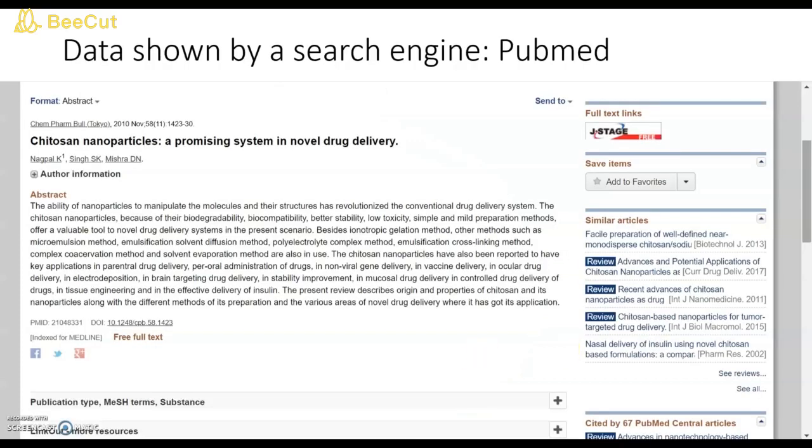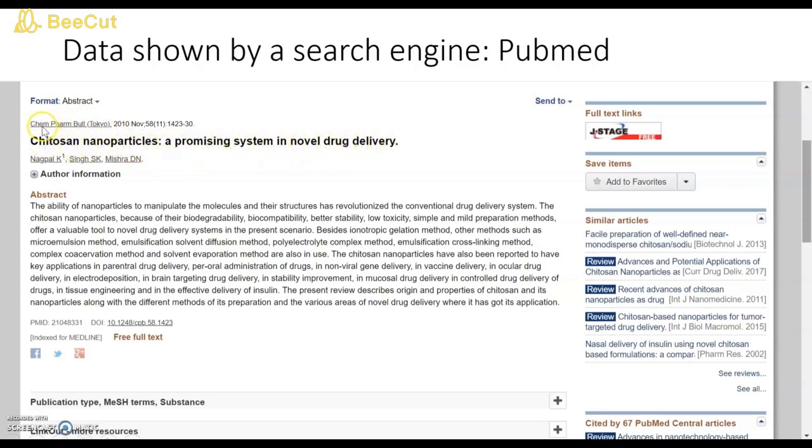Now, I have taken a screenshot of my own paper. This is a review paper. I have used the search engine PubMed, and the format that I have chosen is the abstract form. Here is the title, boldly written: Chitosan Nanoparticles, a promising system in novel drug delivery. So this is the title of the particular work.